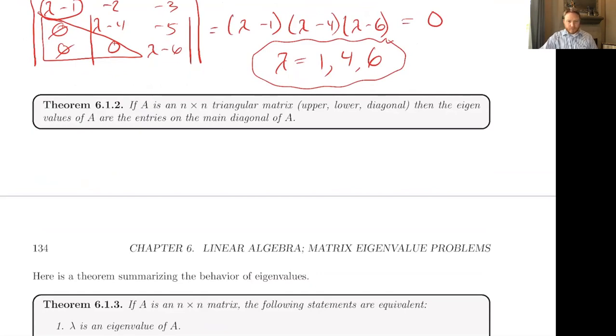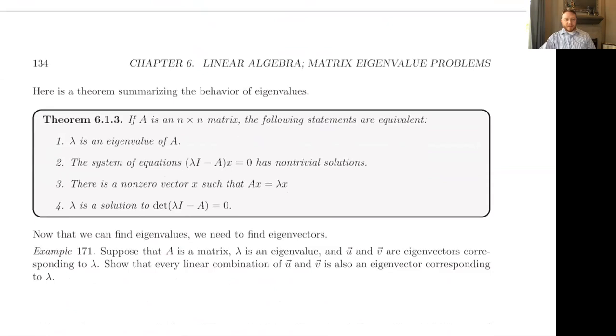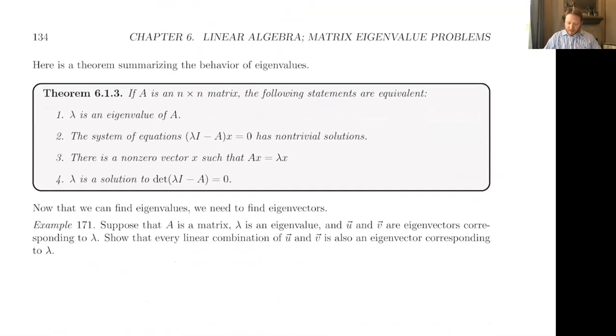So next, here's a theorem that kind of summarizes some of the behavior of these eigenvalues. If A is an n by n matrix, then these are all equivalent. All of these 4 things are equivalent. If you have an eigenvalue, then the system lambda I minus A has non-trivial solutions. That's what we just discovered, right? There is a non-zero vector x such that Ax equals lambda x. Well, this is the definition of being an eigenvalue, so that's good. It says there are eigenvectors, and lambda is a solution to determinant lambda I minus A equals 0. Well, that's what we just did also.